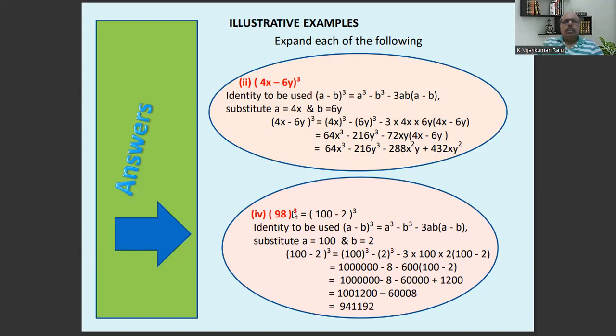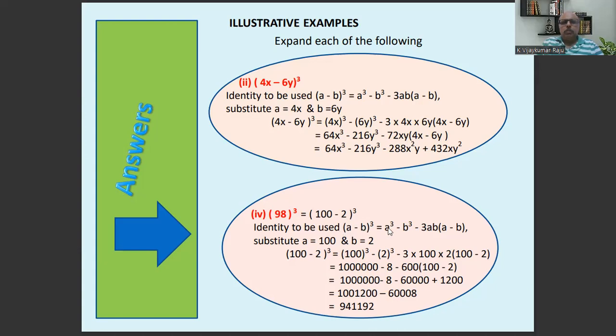Now a number is given, and you are asked to write the cube by using the identity. So 98: you can write 98 as 90 plus 8 or you can write 100 minus 2. So 100 minus 2 is much easier for calculation, so we prefer 100 minus 2. (100 minus 2) whole cube. In this case, the identity is a minus b.